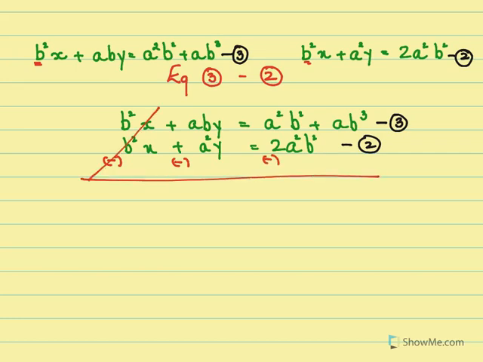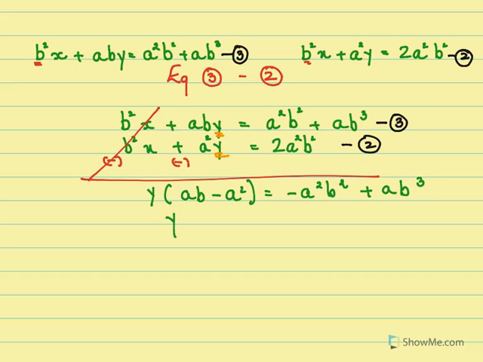I cut this out. Now here I'm going to take y common. When I take y common, what remains is the coefficient, that is ab minus a square. In the next, a square b square minus 2a square b square becomes minus a square b square. This is plus a b cube. So my y is equal to minus a square b square plus ab cube over ab minus a square.